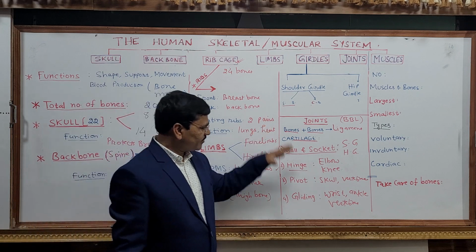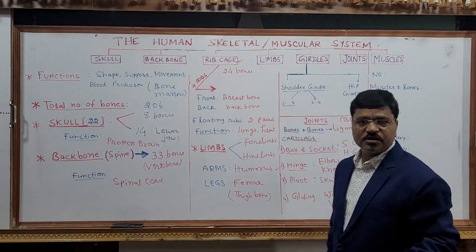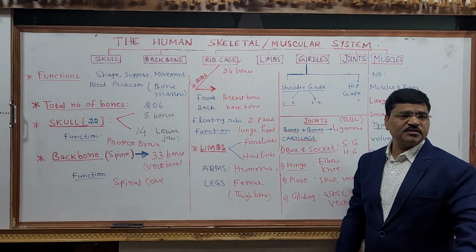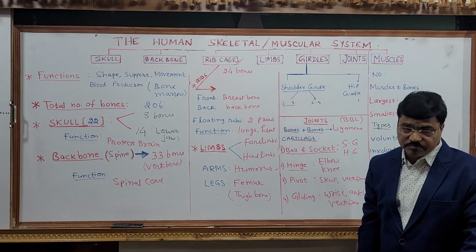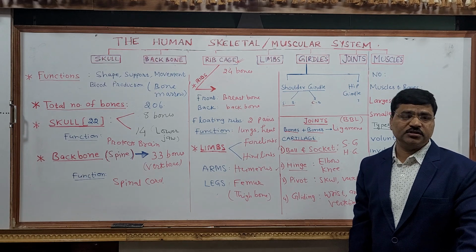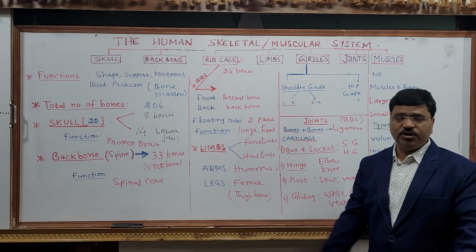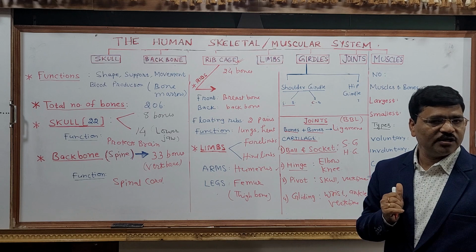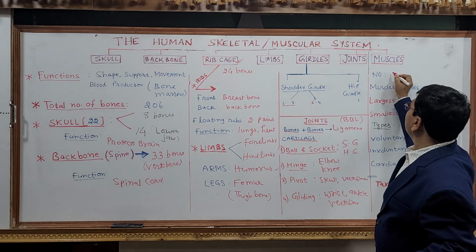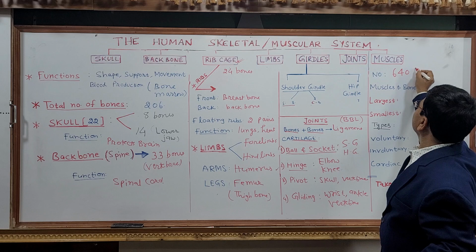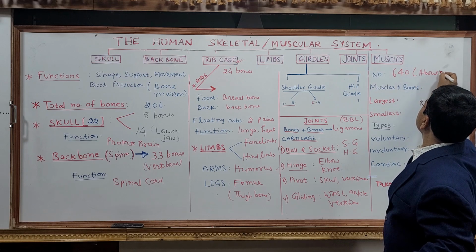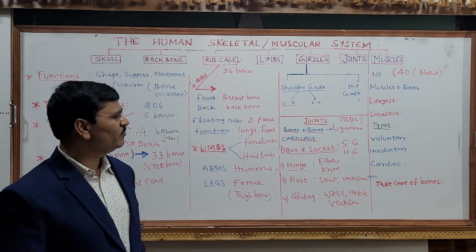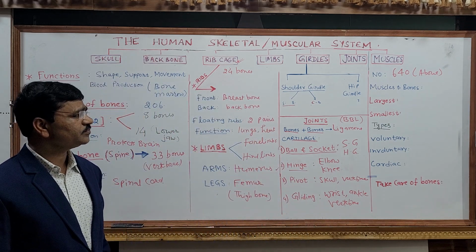So children, with this we have come to the end of the bones. Lastly, we'll discuss the muscles. The bones cannot work alone. In order to move, they need the help of the muscles. Okay? Altogether in our body, there are about 640 muscles. Between 640 to 650 muscles are present in our body.